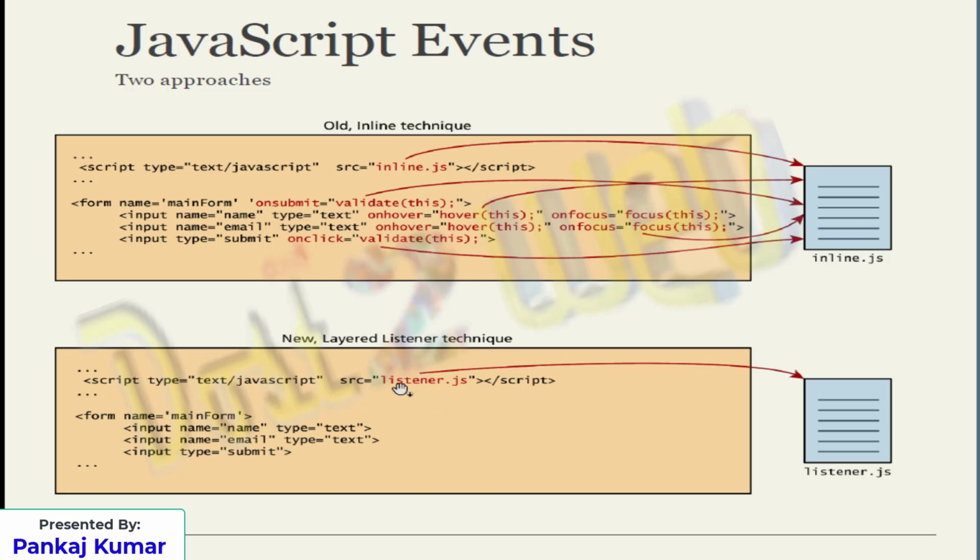Once you define the listener.js and you define the name equal to main form, this will be automatically applied here. That means the moment you hit the submit button, it will go to the listener.js and check the entire validation, and it says that yes, the validation is completed successfully and you can proceed. In this way we can do it.